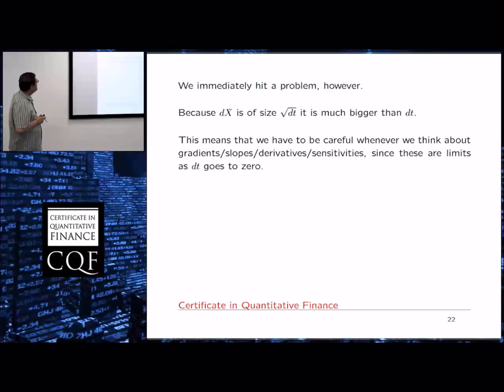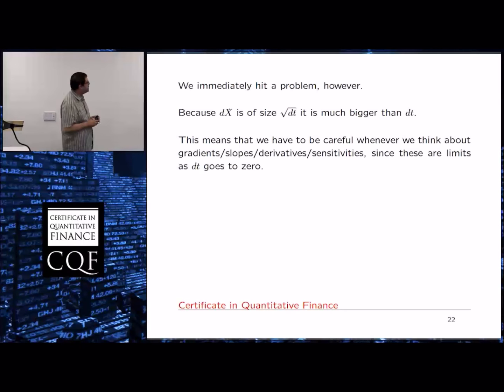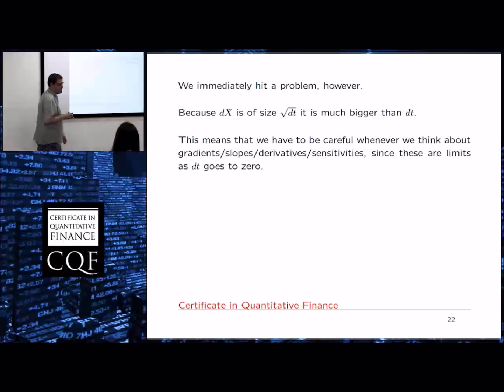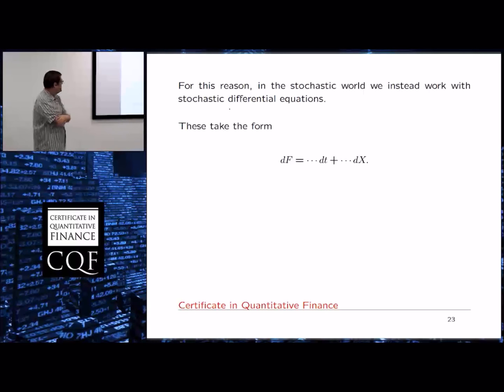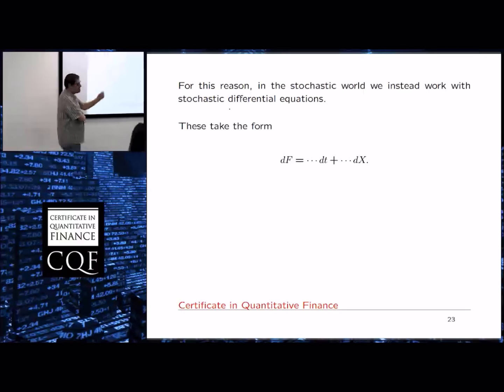There we go. We hit a problem because dx is of size root dt, which is bigger than dt. Remember when dt is very, very small, right? This means that we have to be very careful when we work out things like derivatives. So for this reason, in the stochastic world, we instead work with stochastic differential equations. You've already seen a stochastic differential equation with Paul in the very first session. Right? In other words, this. Something times dt plus something times dx.